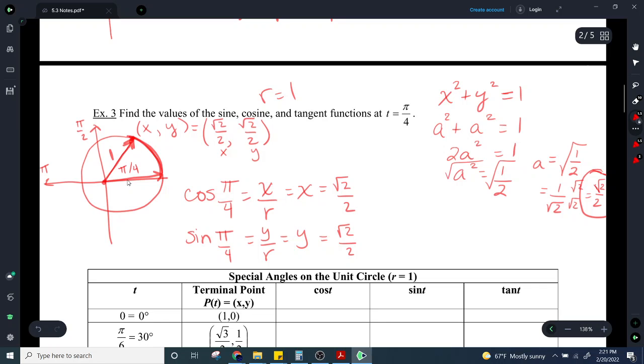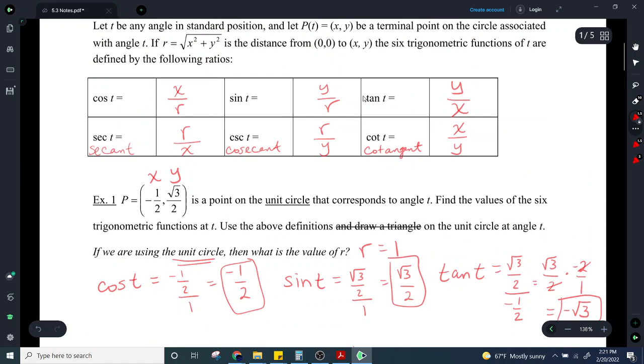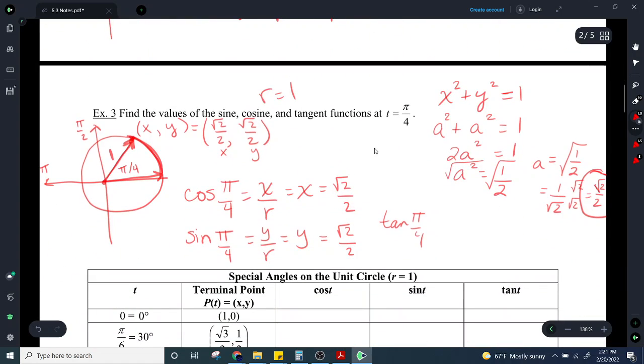That's the important thing. All right, finally, let's do tangent. So tangent of pi over 4. According to the chart, tangent is y over x. So tangent of pi over 4 is y over x. So y was radical 2 over 2. x was also radical 2 over 2. So if I take radical 2 over 2 over radical 2 over 2, the same value, that reduces to 1. So my cosine value is here, my sine value is here, and my tangent value is here.